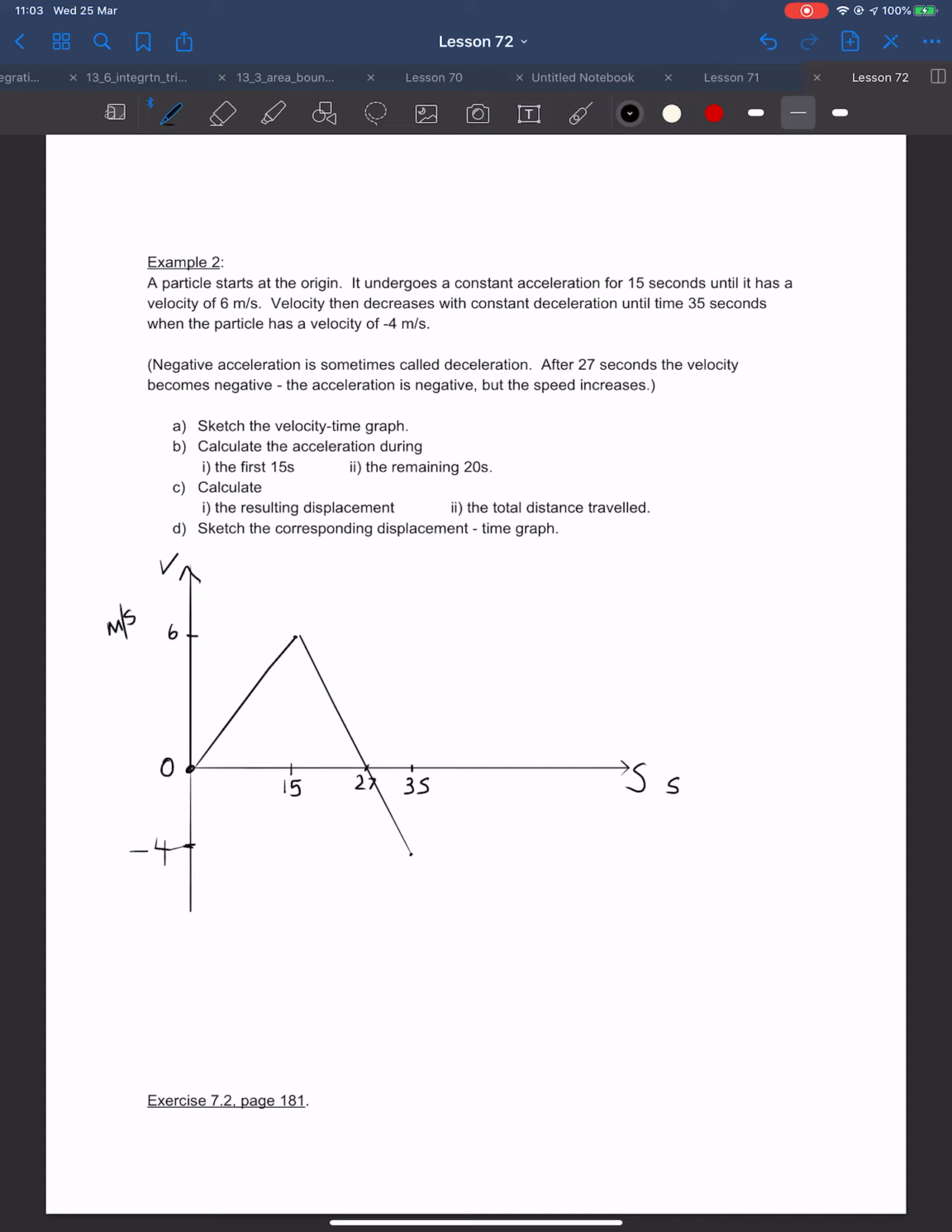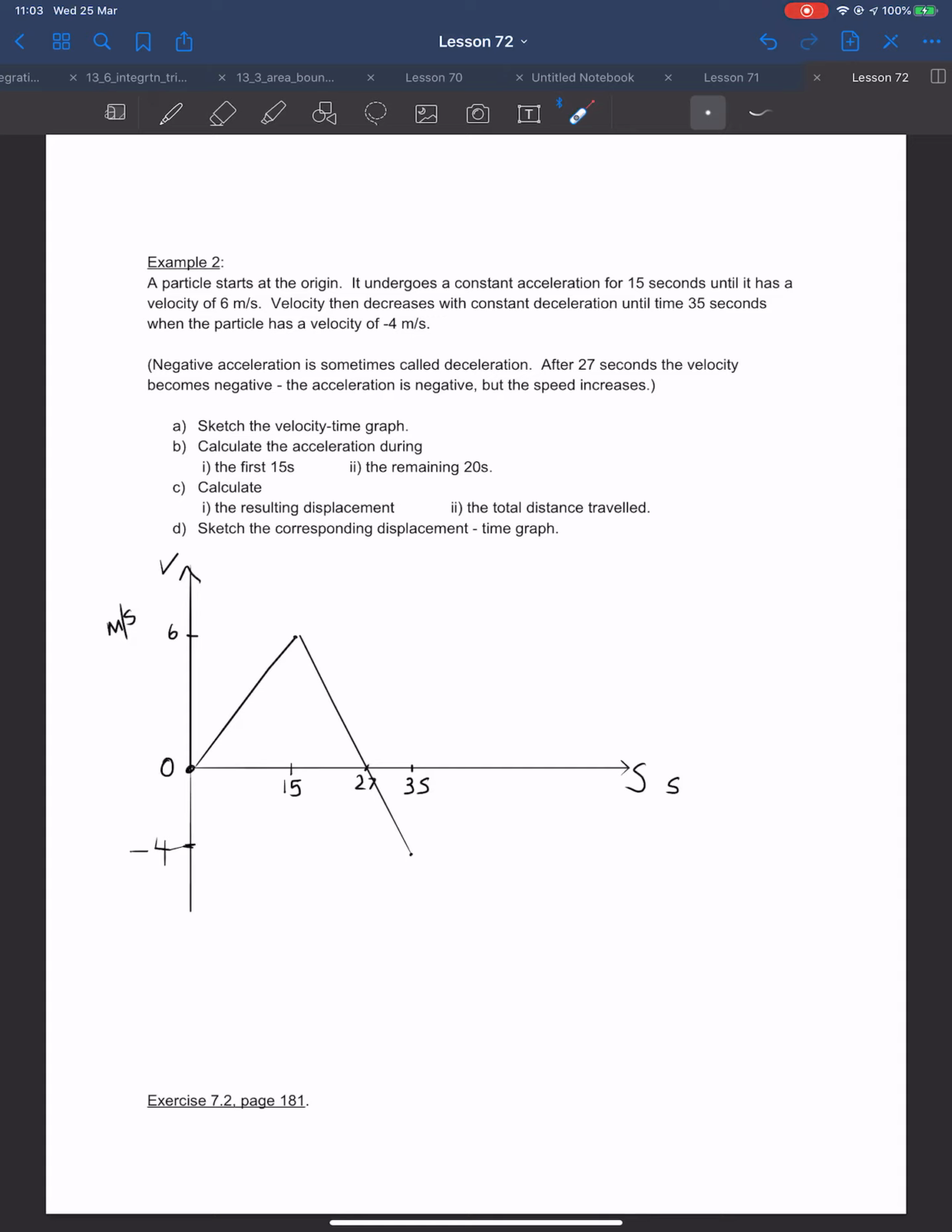Okay, that's velocity 0. So velocity then decreases with constant deceleration until time 35 seconds. After 27 seconds, the velocity becomes negative. The acceleration is negative, but the speed increases. So that means at this time 27, the speed is 0. After that, it starts to pick up speed again because it's going in the negative direction.